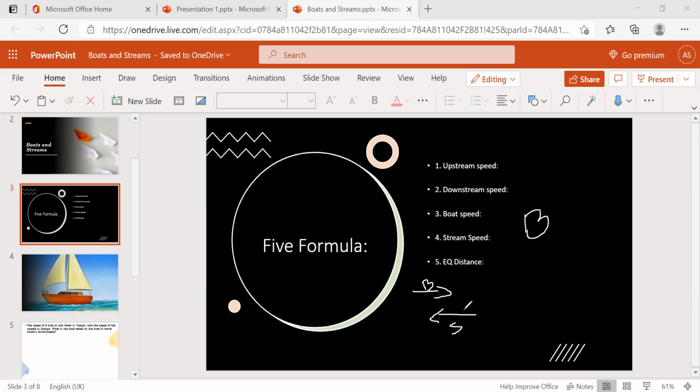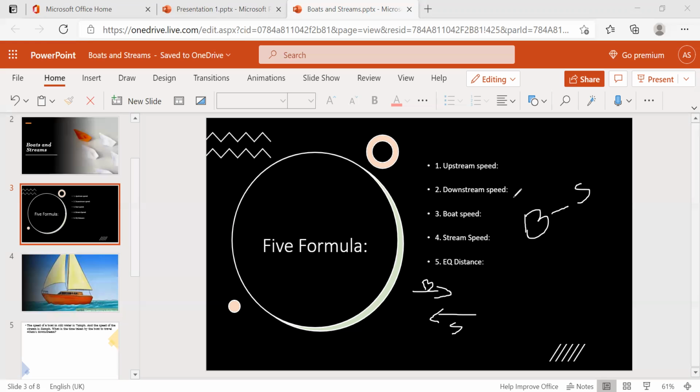Now what will happen to our speed? The boat is moving like this, and the stream is moving like this. So what will happen? Our speed will be reduced. A certain external force will slow down our speed. Then what will it be? The boat speed minus the river speed.